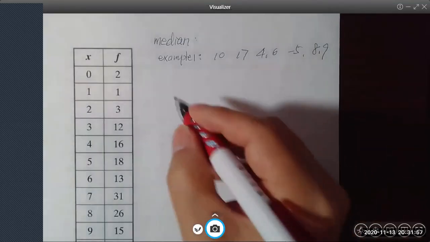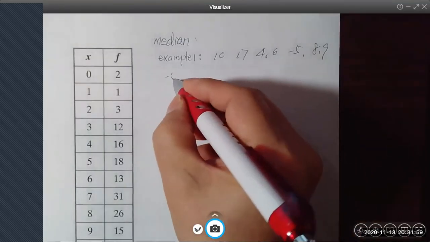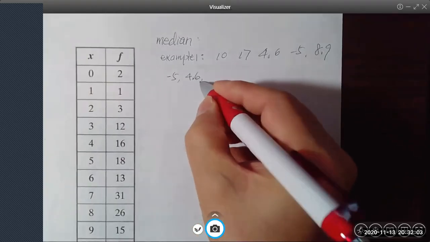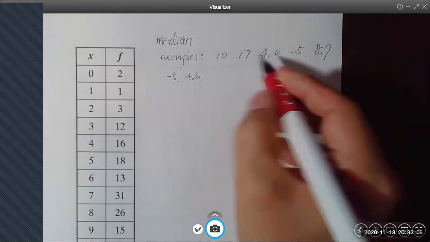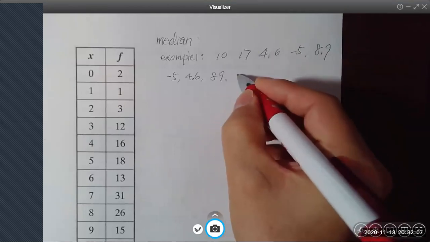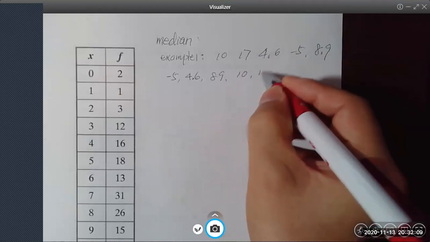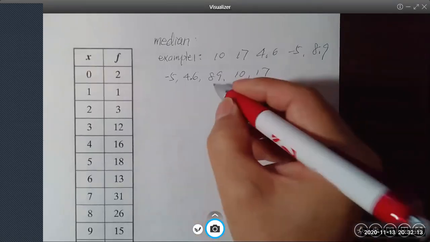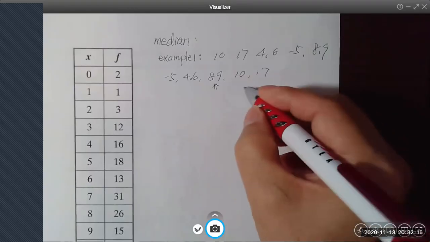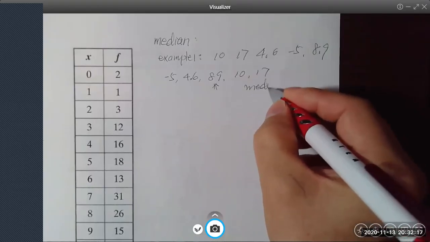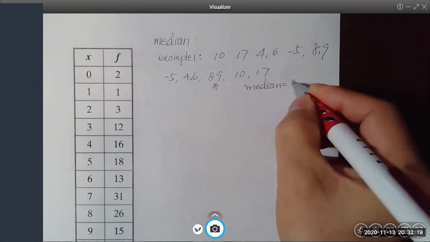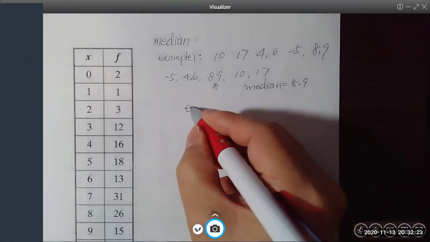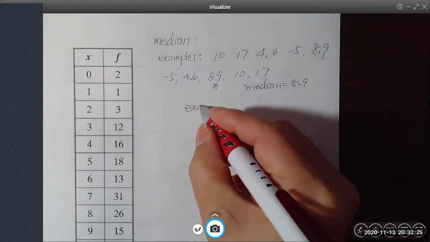I line them up first. I have -5, then 4.6, then 8.9, then 10, and 17. So I line them up from the smallest to the largest. So you know this is the median. In this case, our answer is 8.9. Okay, finish 1. Now let's look at our example 2.